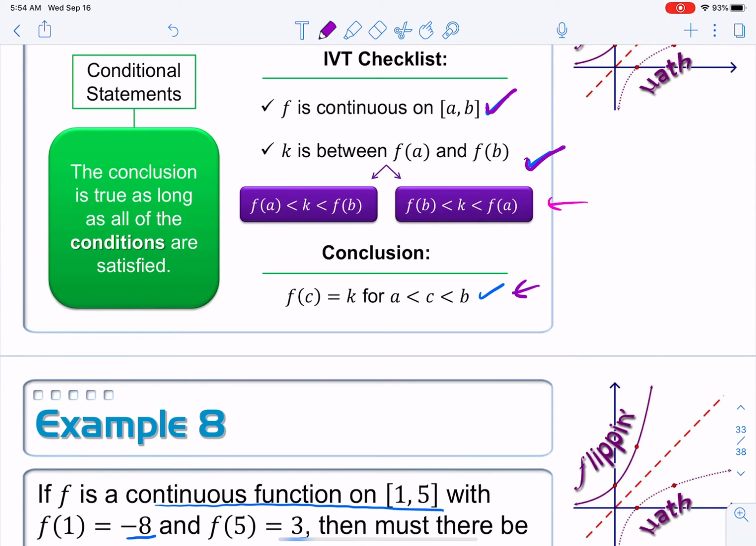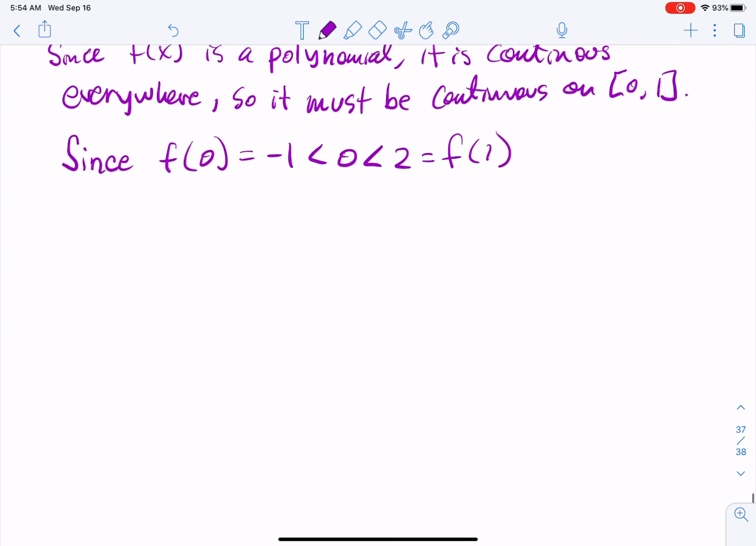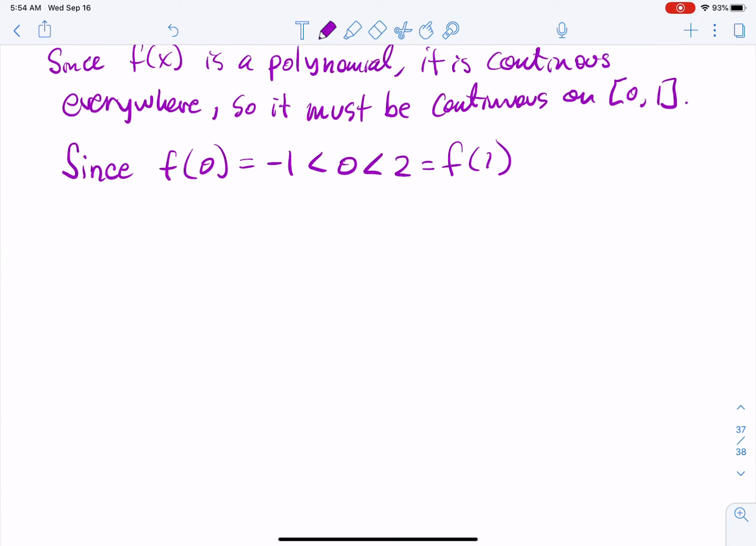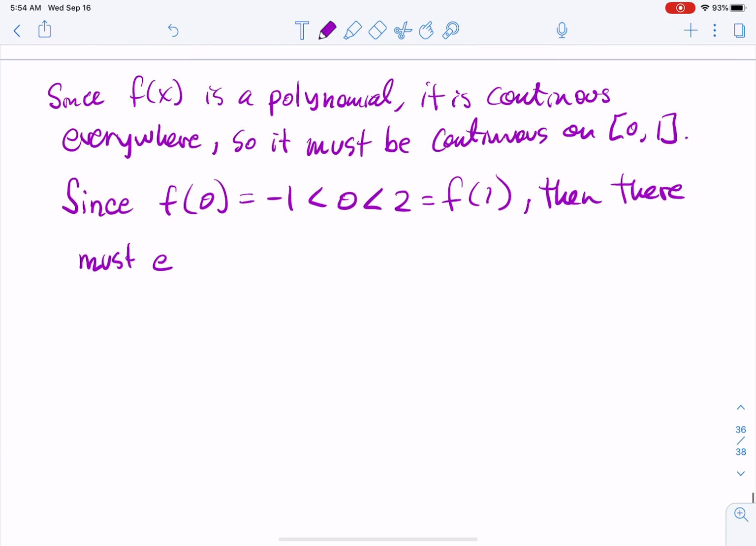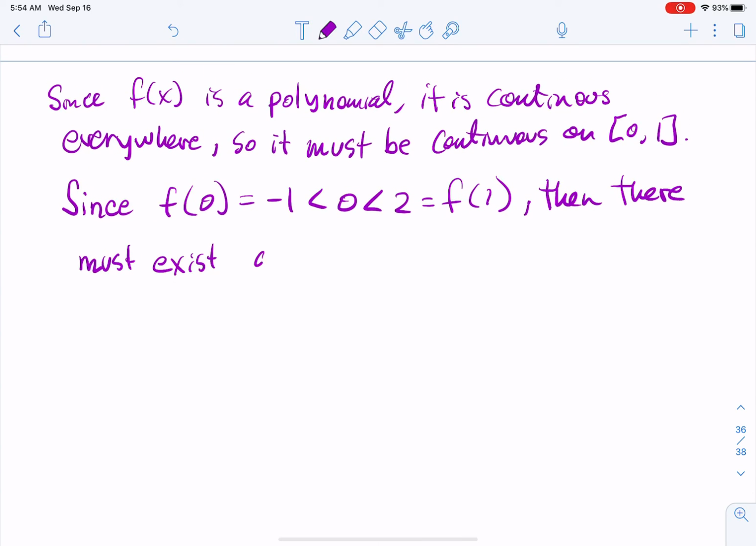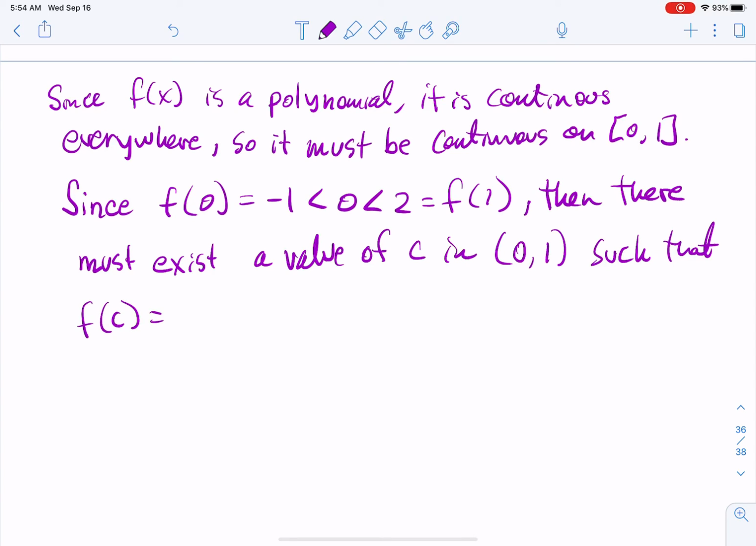Boom. And now let's satisfy the conclusion. Since all of that holds, then there must exist a value of c in this open interval, right? Open interval from 0 to 1, such that f of c is equal to 0. Boom. By the intermediate value theorem.